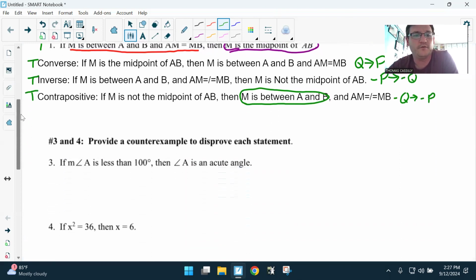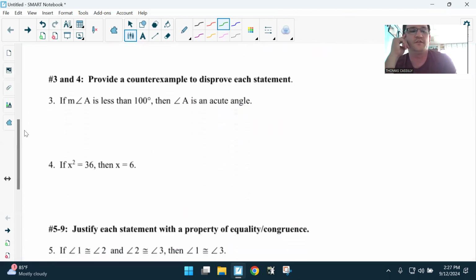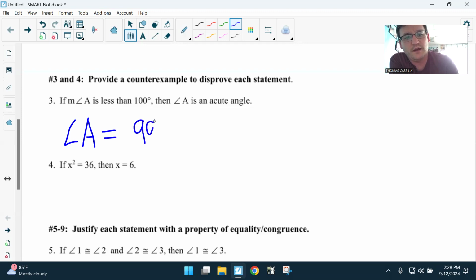All right, 3 and 4: provide a counterexample to disprove each statement. So basically what they're saying is that 3 and 4 are false statements. In order for a counterexample to exist, it has to be false. So let's see here. If A is less than 100, then A is an acute angle. That's definitely false. I'm going to say angle A is equal to 99 degrees.